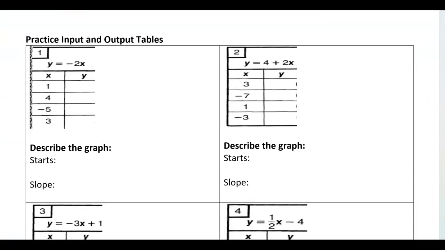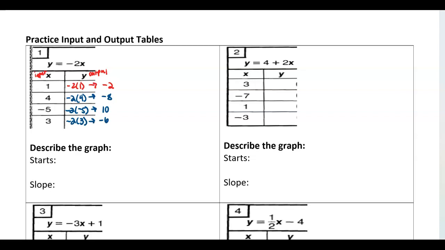Now to the back side, you're given a function, and you're given a function table. Remember, x is your input, and y is your output. So if I input 1 into this function, negative 2 times 1, what's negative 2 times 1? I get my output of negative 2. If I input 4, same equation, just instead of x, I'm putting 4. Negative 2 times 4, my output is negative 8. If I input negative 5, negative 2 times negative 5, my output is positive 10. And if I input 3, negative 2 times 3, my output is negative 6.